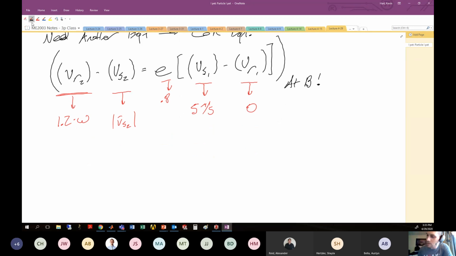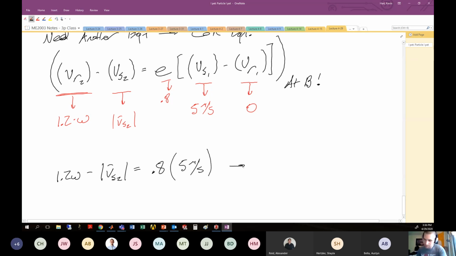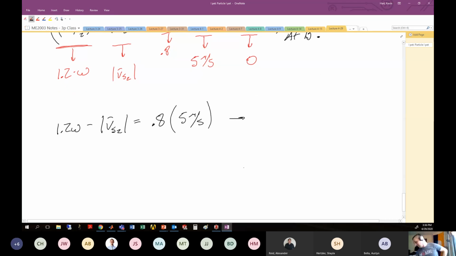Put this here, then we have 1.2 omega minus the magnitude of the velocity of the sphere, state number 2, equals the coefficient of restitution, 0.8, multiplied by this 5 meters per second for the velocity of the sphere, state number 1. All right. We can rearrange this and solve for one of the variables. Let's just solve for the velocity of the sphere. It's kind of easy. We'll say here that the magnitude of the velocity of the sphere, state number 2, after we simplify, is going to be something like 1.2 omega minus 4. All right, let's call this equation 2.